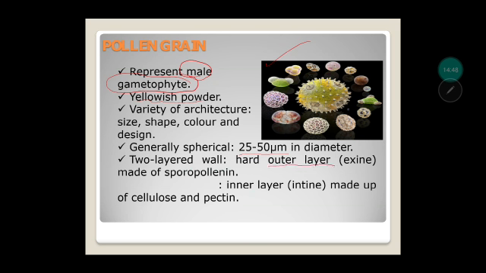The outer layer is hard, called exine, and the inner layer is not that hard, it is made of loose cells and is called intine. The outer layer is made up of a chemical compound called sporopollenin. We will study about it. And the inner layer is made up of cellulose and pectin. These are nothing but polymers of sugars.